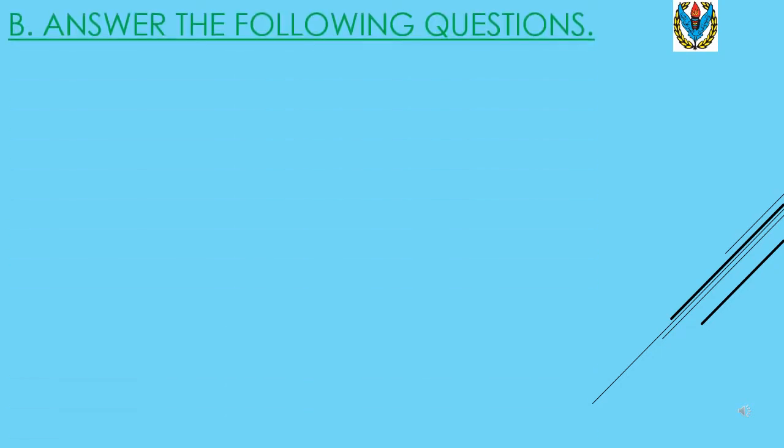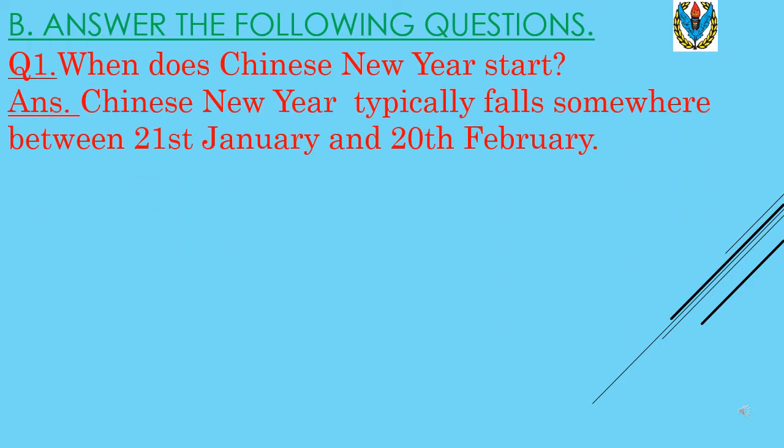Coming to the question answers, it's part B. Answer the following questions. These questions are given at the end of the lesson, and we always encourage you to write answers in your own words, but you people can also seek help from the answers given here. Question number 1 goes like this. When does Chinese New Year start? Answer. Chinese New Year typically falls somewhere between 21st January and 20th February.